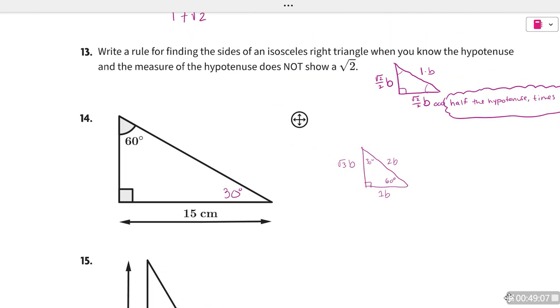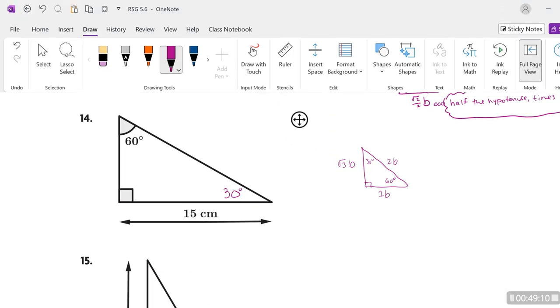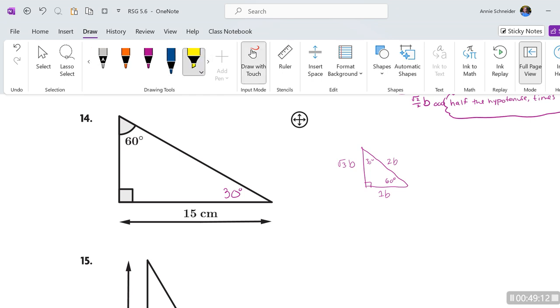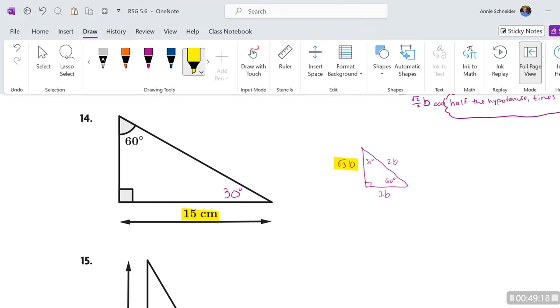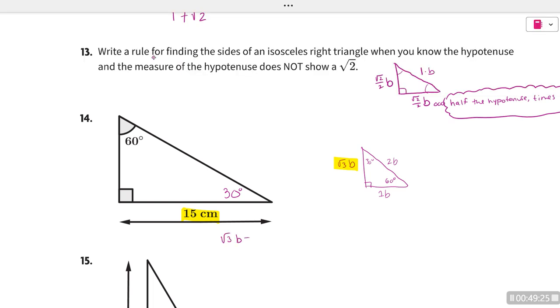Yeah, so this time we have the side across from 60. So we have 15 in the place of this 3 times square root 3 times b. So if I want to figure out my b value, square root 3 b equals 15, well, I can divide that 15 by square root 3.